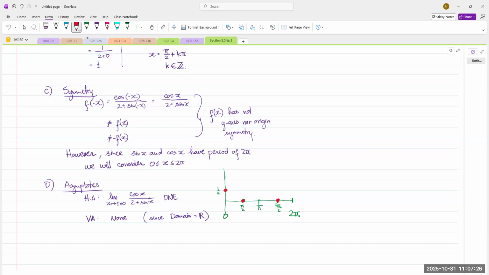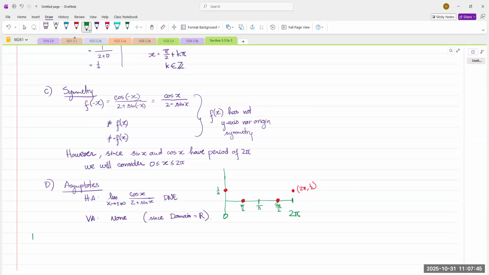Okay. Oh, also due to the period, then at 2 pi it will be 0, 1/2 again, right? So this is 2 pi, 1/2. Okay. But that's what we have right now. Let's go on with the use of the first derivative.